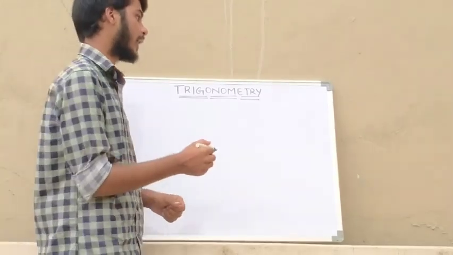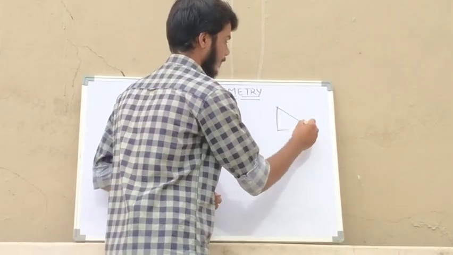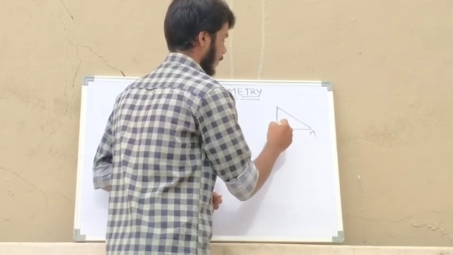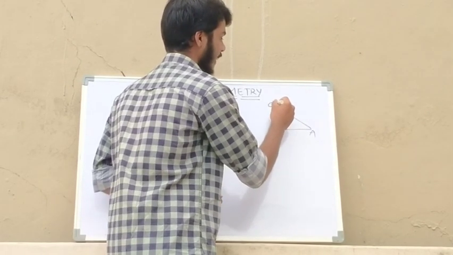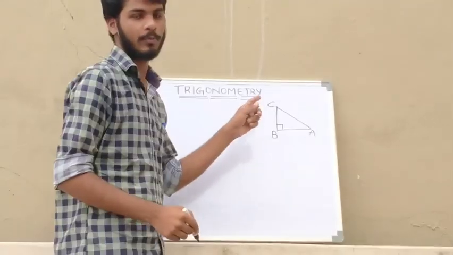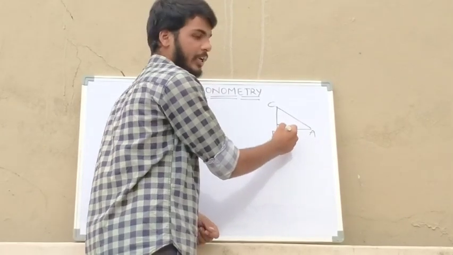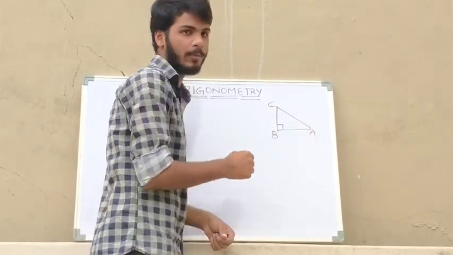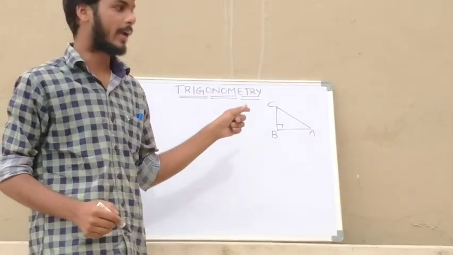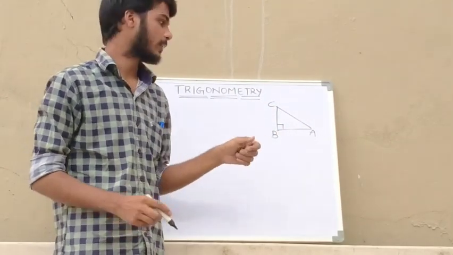So let us consider a right angle triangle ABC. Triangle ABC, right angle is at B. So AC is the hypotenuse. What is hypotenuse? The side which is exactly opposite to the 90 degrees, AC, is the hypotenuse of the right angle triangle. Hence AB and BC are the other two sides of a triangle.